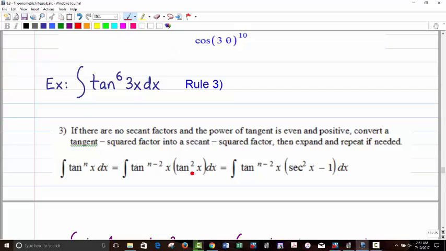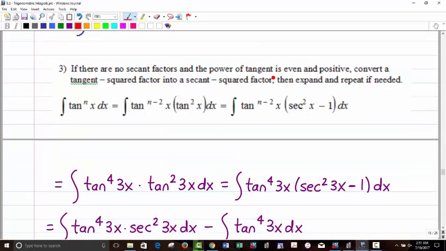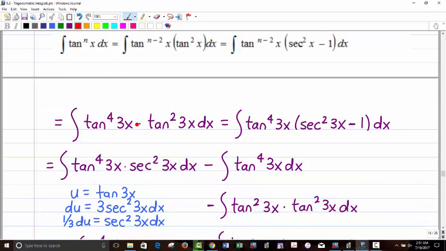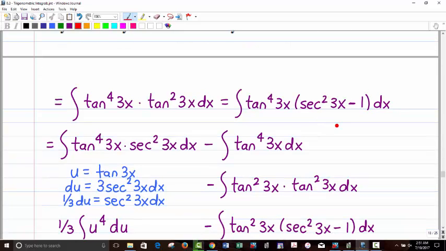So you see, it wants us to pull away a tan squared and then change that tan squared to sec squared minus 1. It talks about expanding and repeating because this is tan sixth. We will have to repeat this. Probably even tan fourth we'd have to repeat it, but it's just a little bit different. Not super bad. So I took away a tan squared, and then, just like I did here, convert the tan squared to sec squared minus 1, and I have a tan fourth. So this one, though, is a little bit different.